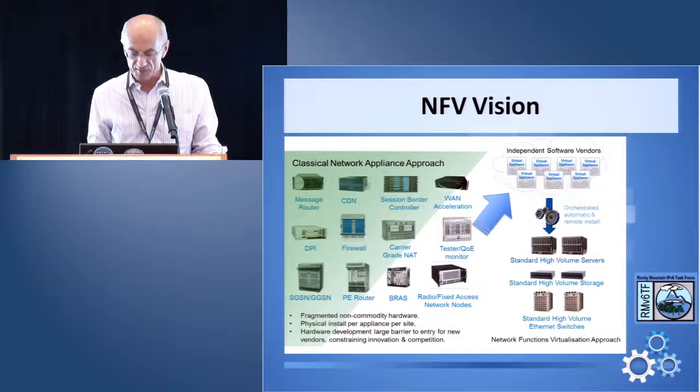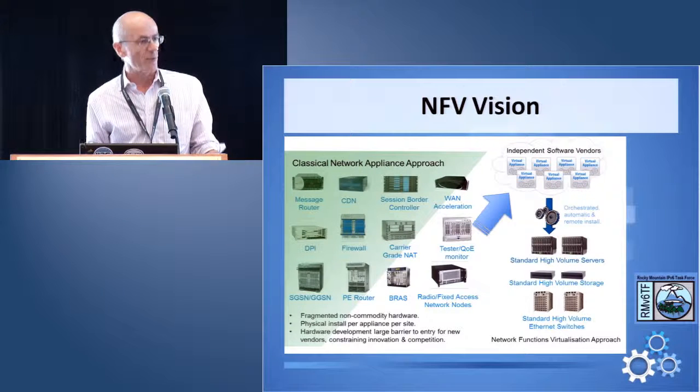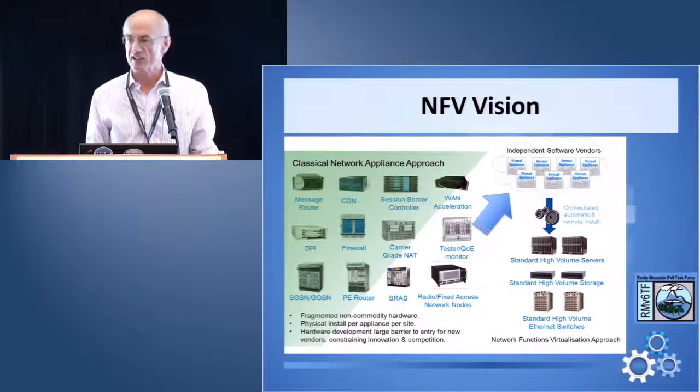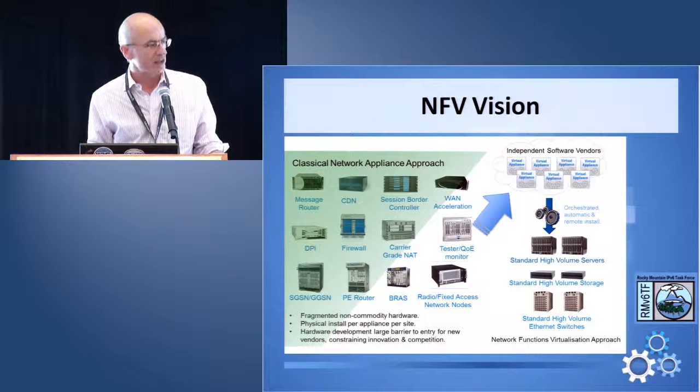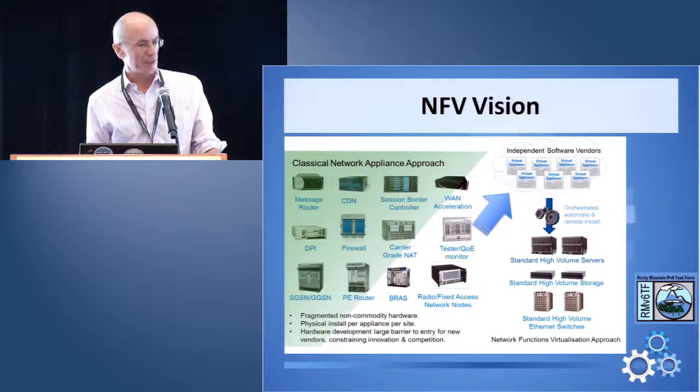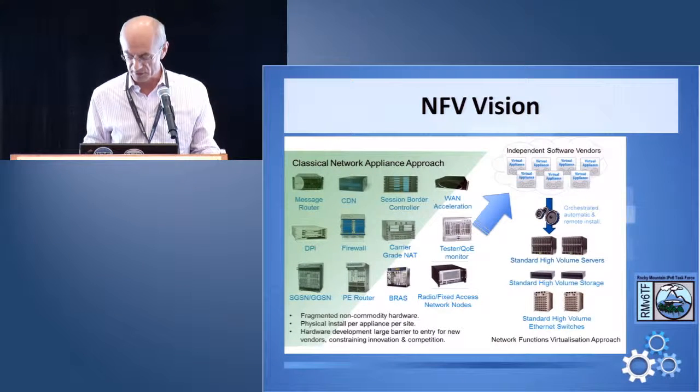On this diagram, which I spent a lot of time talking around, carrier grade NAT is one of those functions. So we can imagine that all of the IP transition technologies could be favorably virtualized, and the transition to IPv6, certainly for new infrastructure build out, should be even easier with this technology.